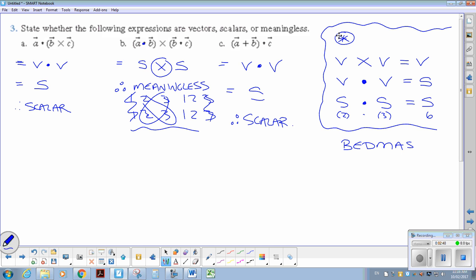When you get to one that cannot occur, you've reached a point where you've determined it's meaningless. So hopefully that'll help you with the remaining questions. It's important to go through and recognize, because it is something that I am probably going to test at some point, to make sure you have understanding of what operations can occur between vectors and scalars.